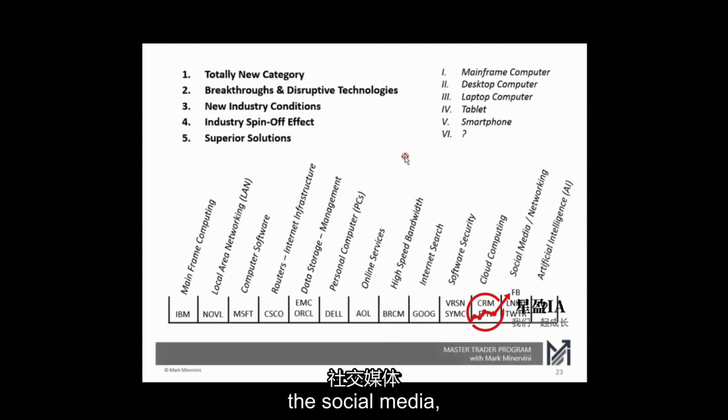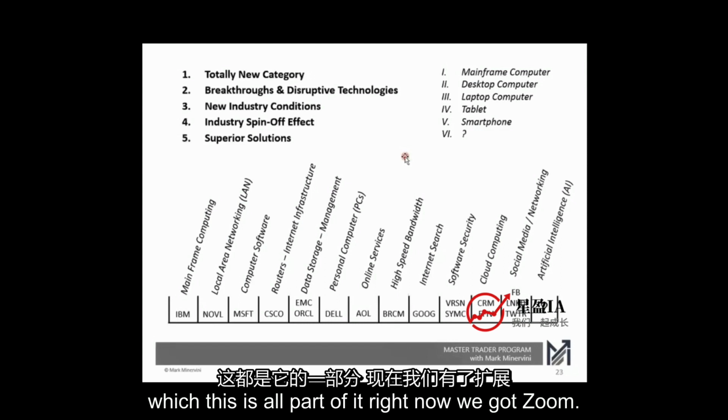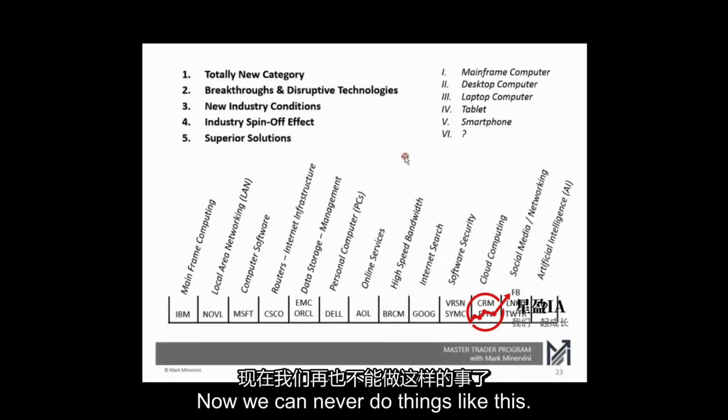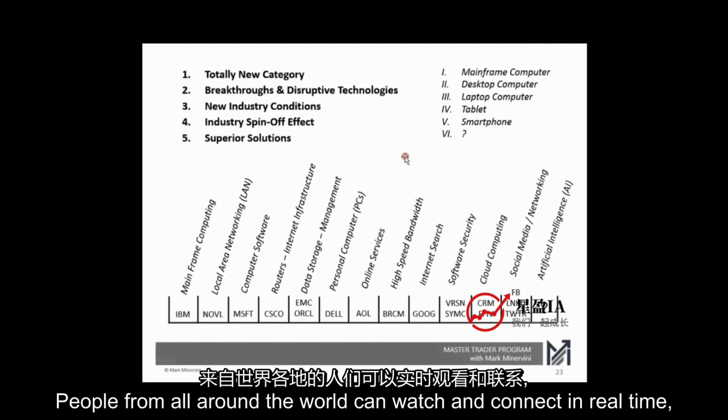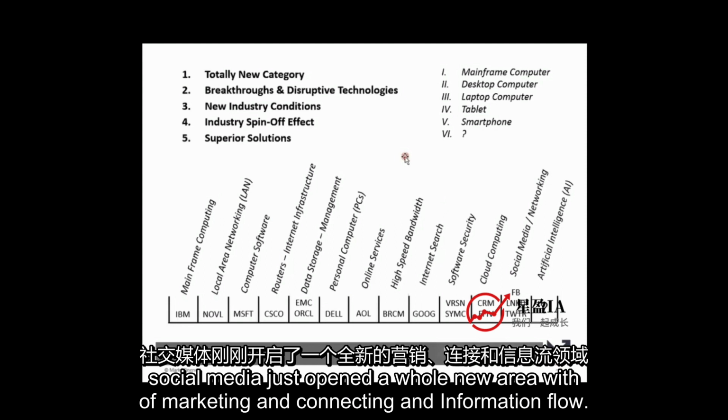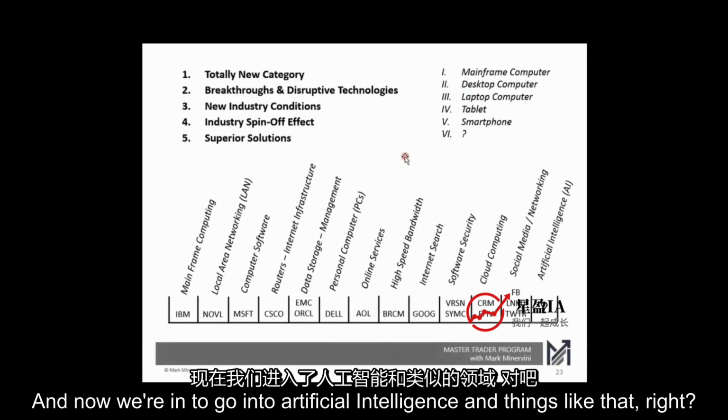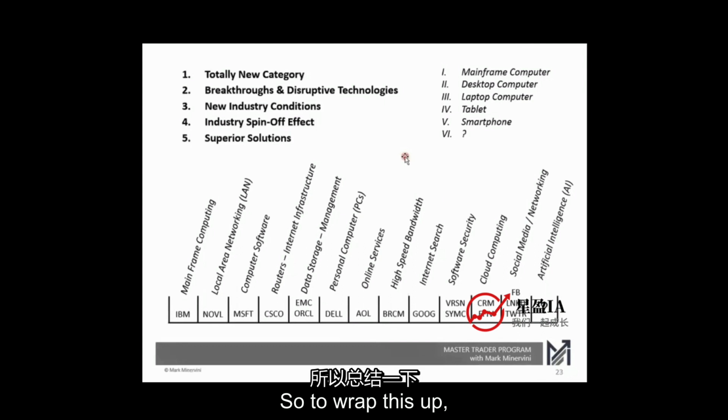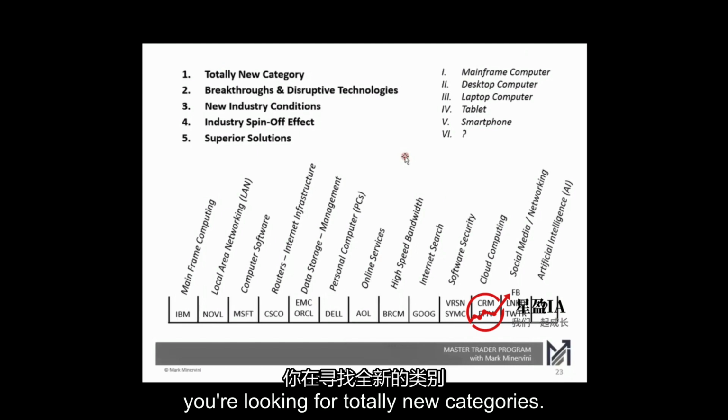There's social media, which of course is all part of it right now. We've got Zoom now. We could never do things like this. This is amazing. People from all around the world can watch and connect in real time. Social media just opened a whole new area of marketing and connecting and information flow. And now we're going into artificial intelligence and things like that, right? So to wrap this up, you're looking for totally new categories.